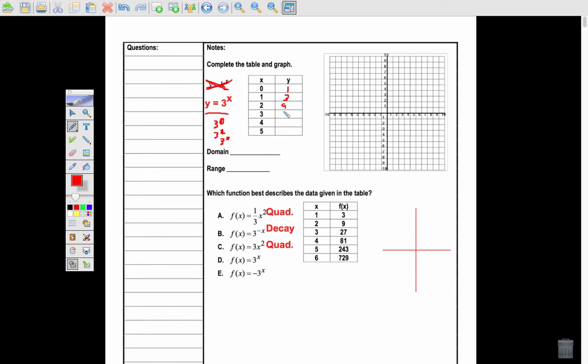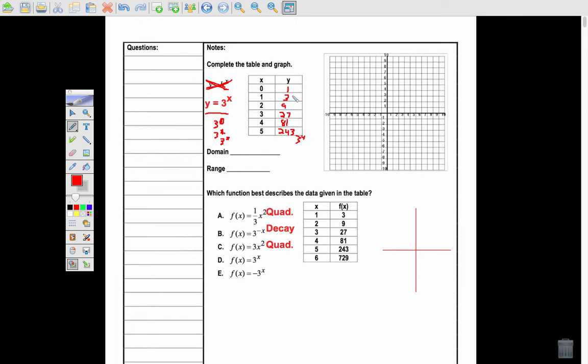And then 3 cubed is 3 times 3 times 3. See, that is 27. And going up, 3 to the 4th power. So right now we're thinking 3 to the 4th power, 3 times 3 times 3 times 3, that would be 81. And if I did it to the 5th power, that would be 243. Okay, so I just got some points and values. That's how you do it by hand.